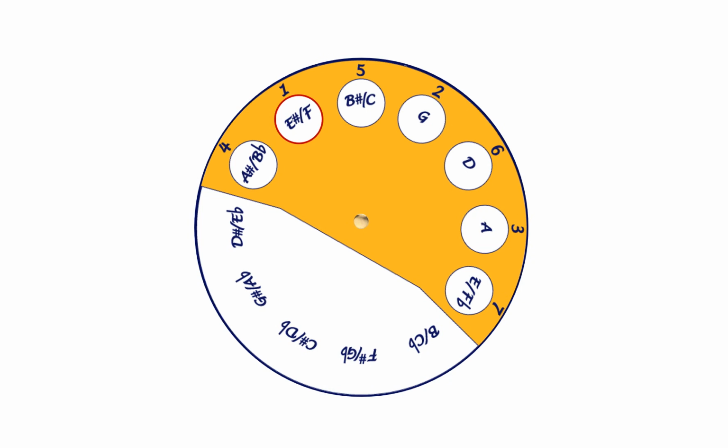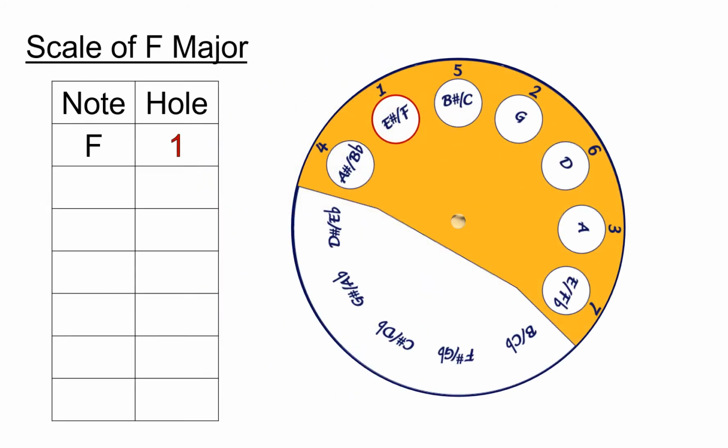For example, here we construct the scale of F major by placing whole 1 over F. Now, we name the first note of the scale F. But notice that the letter F also appears in whole 7. Because every letter must appear only once in every scale, we must call the note in whole 7 E, not F flat. The notes in holes 2, 6, and 3 have only one naming option, G, D, and A.